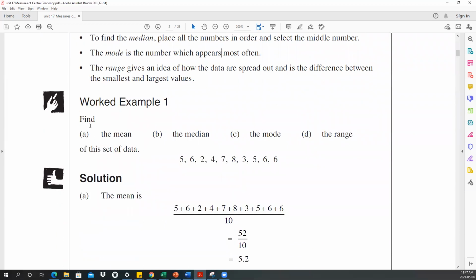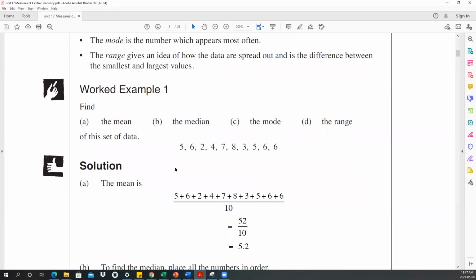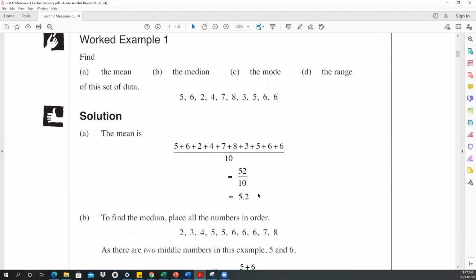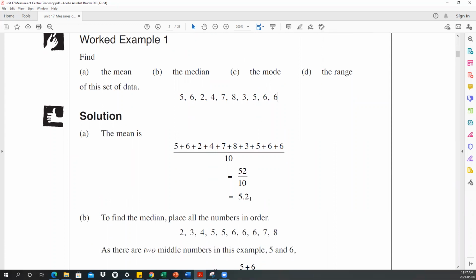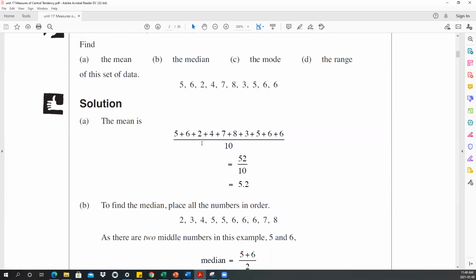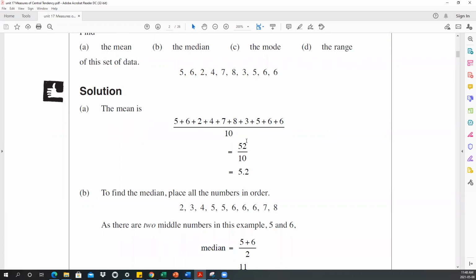So that's before, I'm just reading through. Find the mean, the median, the mode, and the range of this set of data. All right. So notice for the mean, they just take this set and divide it by 10, the number of numbers. 1, 2, 3, 4, 5, 6, 7, 8, 9, 10. Boom, done. 5.2. And notice 5.2 is not a number represented here, but 5.2 is the mean. So there's nothing wrong with having a mean that is not exactly among the numbers, right? Some people think that it has to be there. No, just follow the formula and call it a day.